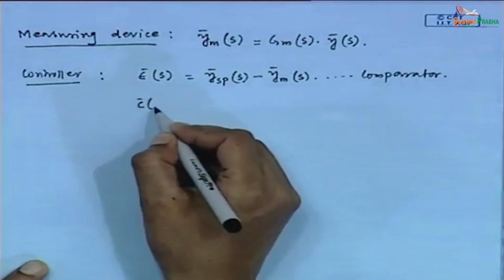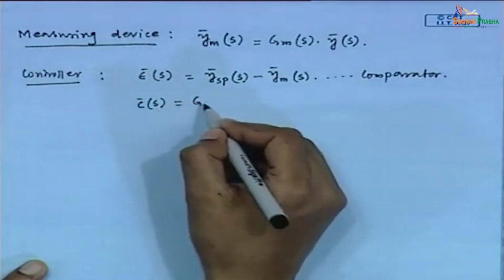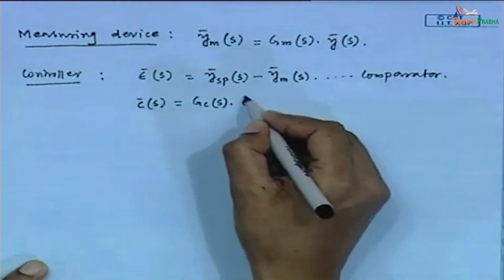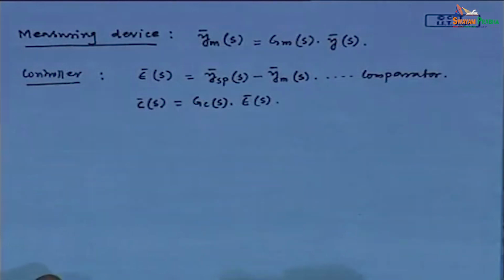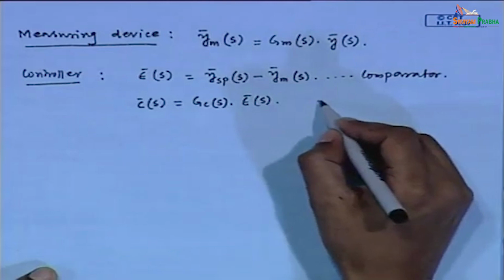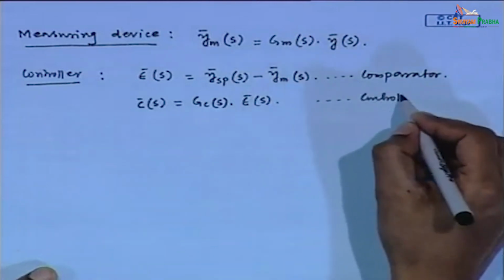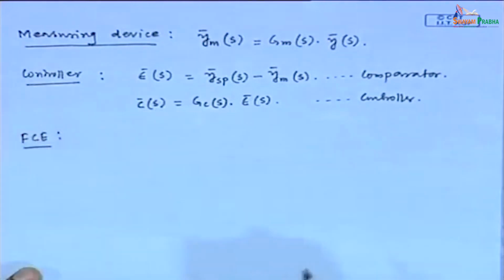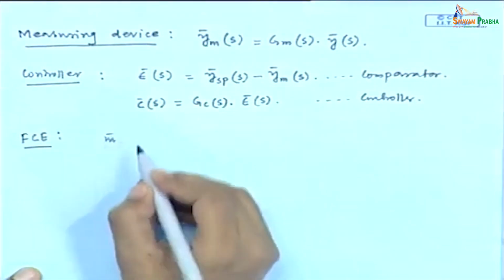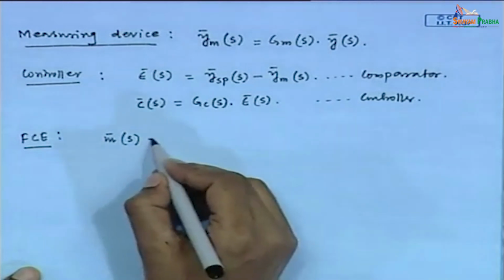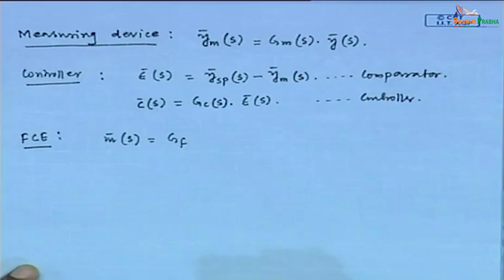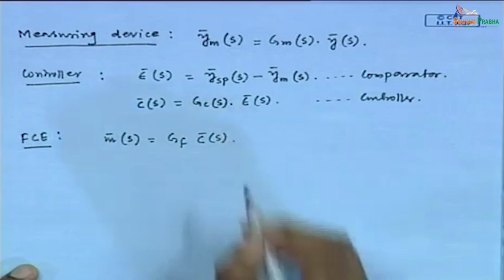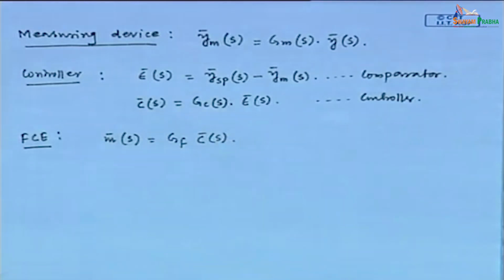Similarly, the controller output is C bar s, controller transfer function is Gc(s) and input to the controller is epsilon. So, C bar s equals Gc(s) multiplied by epsilon bar s. This is representing the control block. Now, final control element, FCE. For final control element, the output is m bar, transfer function is Gf and input is C bar s. So, for final control element we can write output m equals transfer function Gf multiplied by C. Fine.